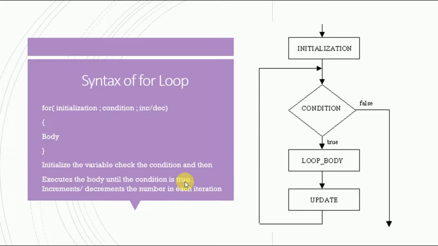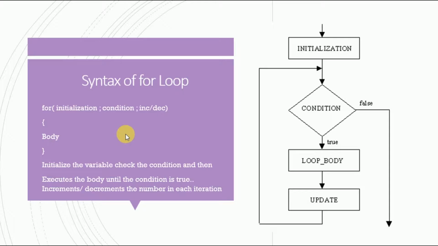Here is the syntax of for loop: the keyword for, and then in the round brackets there are three parts. The first one is the initialization part, then semicolon, then there comes the condition, and once again the semicolon, and after that there is the increment decrement part, and after that there is the body of the for loop.